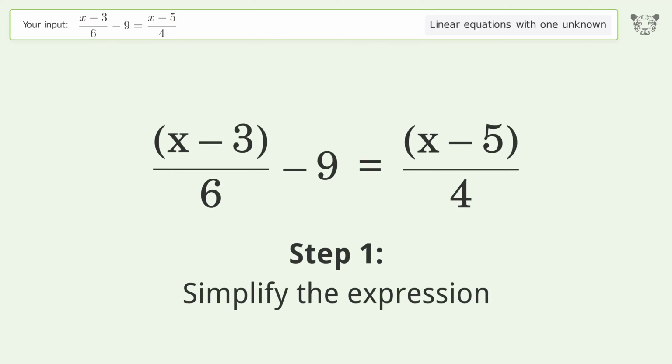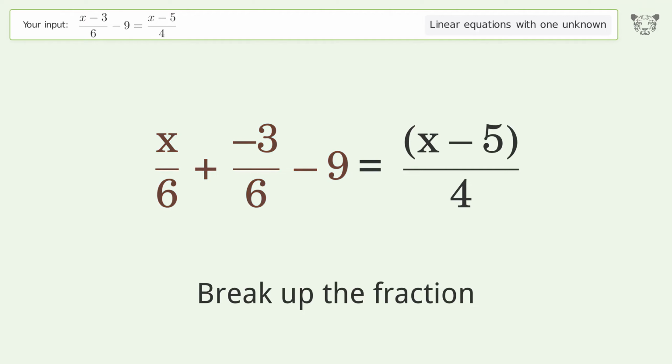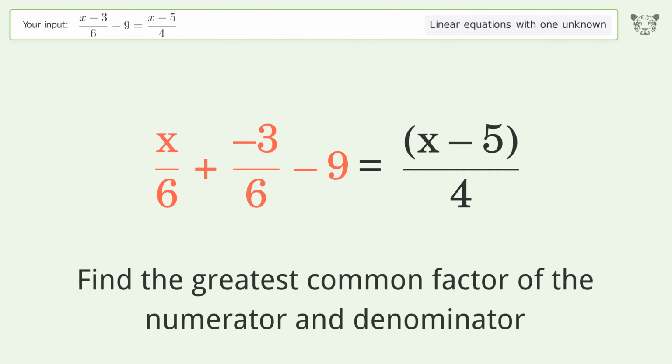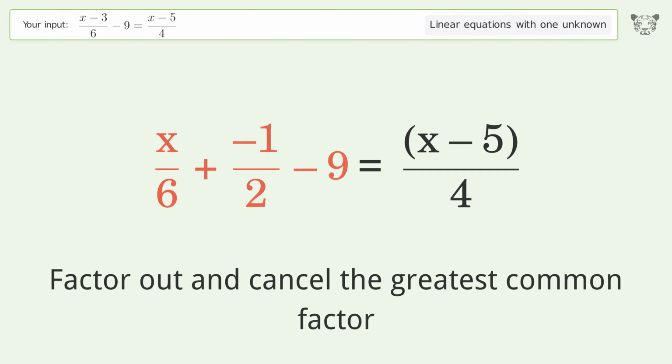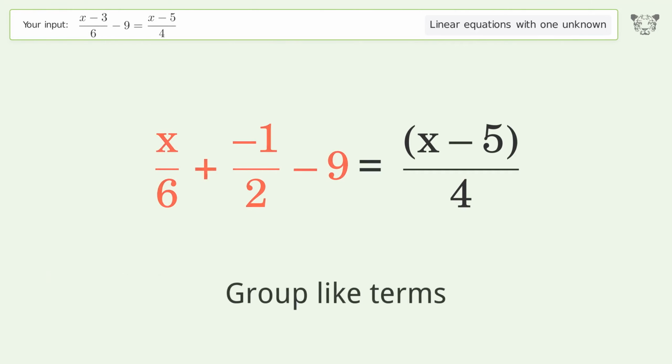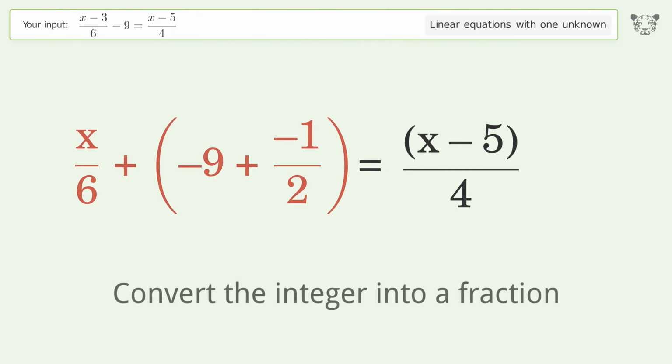Simplify the expression. Break up the fraction. Find the greatest common factor of the numerator and denominator. Factor out and cancel the greatest common factor. Group like terms. Convert the integer into a fraction.